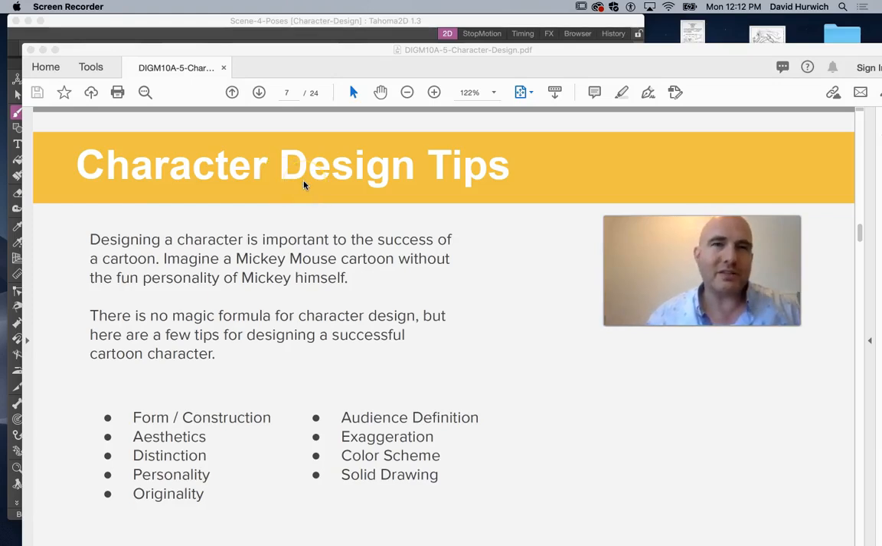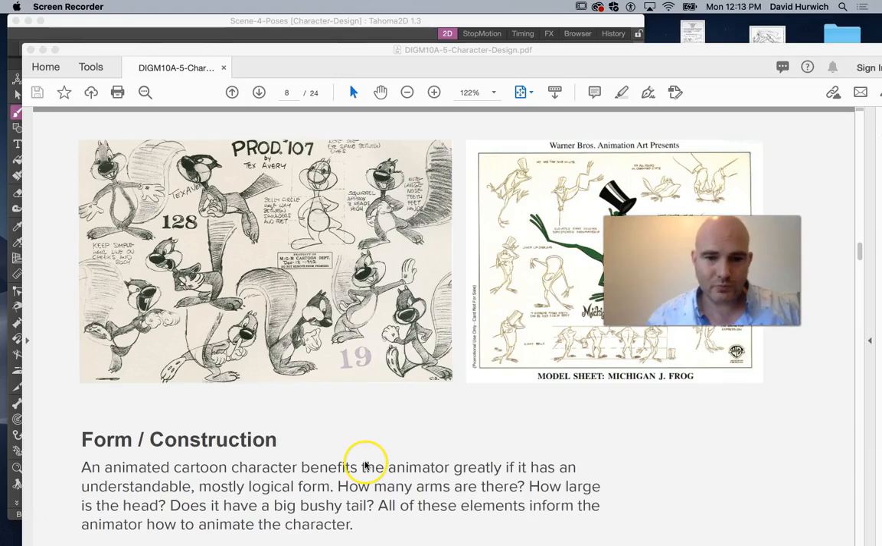With all of these, they're more suggestions. You don't have to follow them, but they're things that people do to get certain effects, you know what I mean? Like I said, there's no magic formula for any character design, but here are some of the general ideas: form construction, aesthetics, distinction, personality, originality, audience definition, exaggeration, color scheme, and solid drawing.